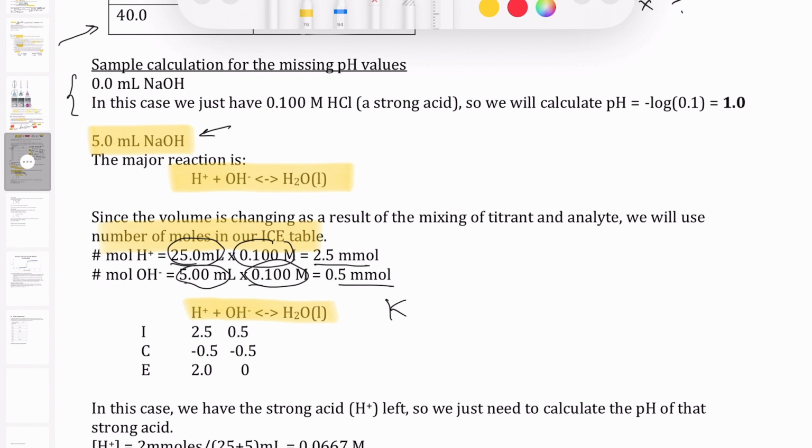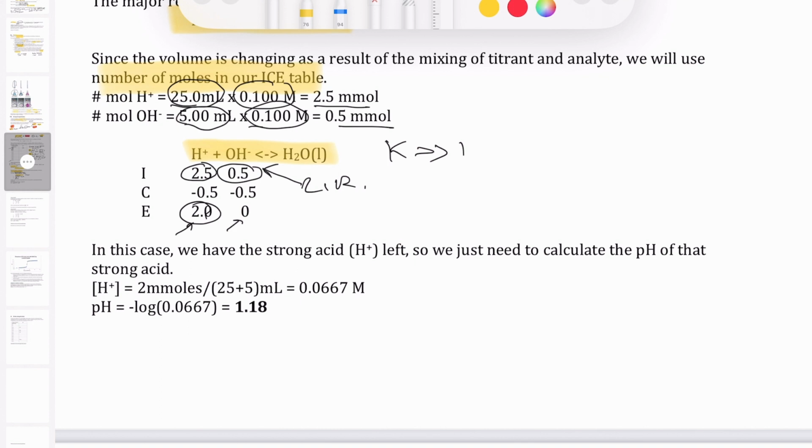This is a large K reaction. That means we assume completion, right? So we started with 2.5 of the H plus, 0.5 of the OH minus. We're going to subtract 0.5 from both of them. Why? Because that's our limiting reactant. So in the end, what do I have? I don't have any OH minus left. I have 2 millimoles of H plus left over.